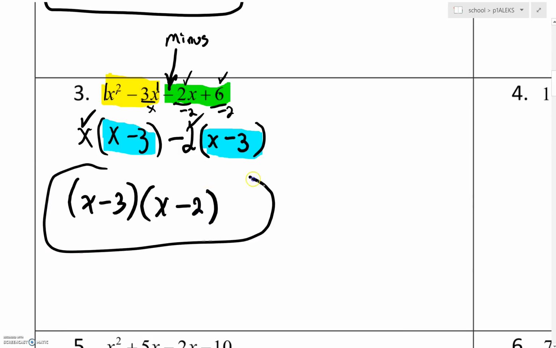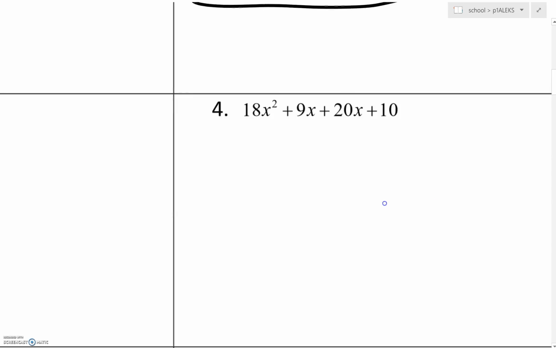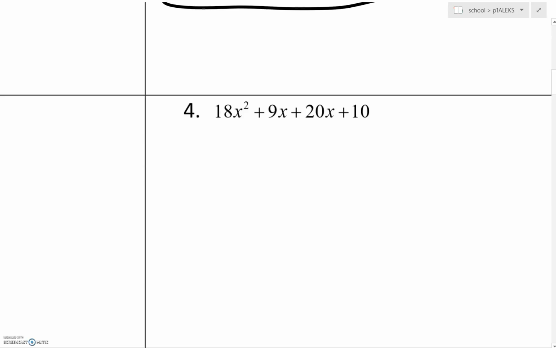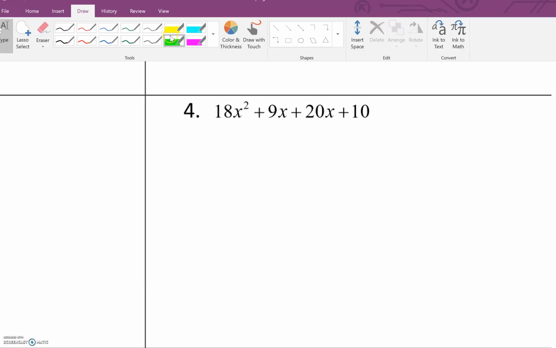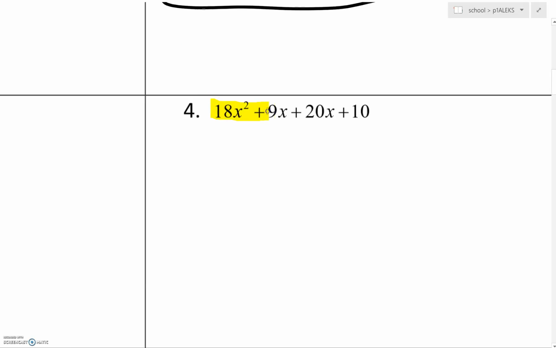And that's your final form. Let's take a look at this next one right here, the 18x squared plus 9x. Got this right here in yellow, and in green right here, we've got our other two.